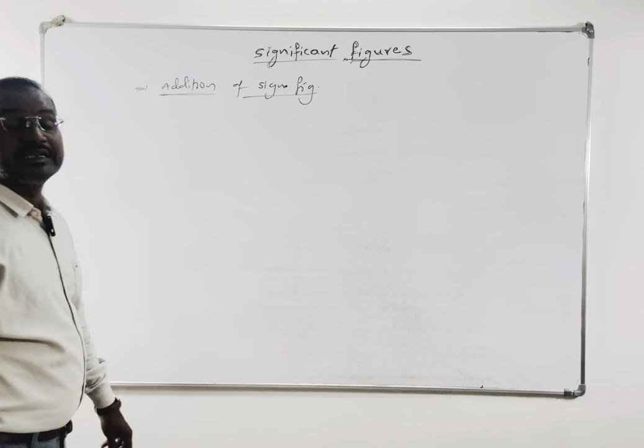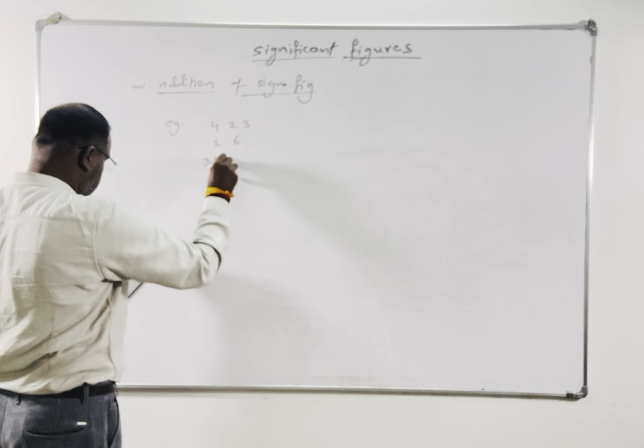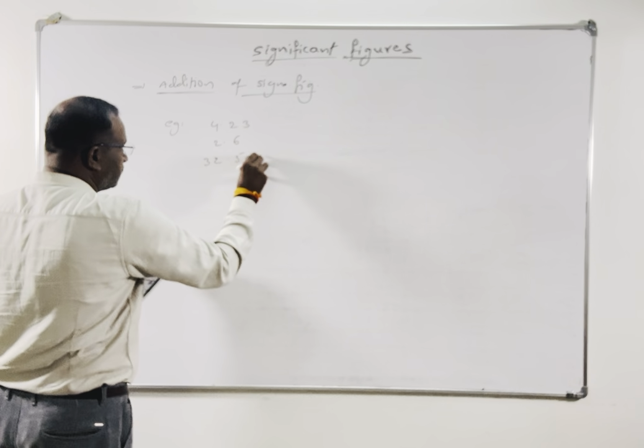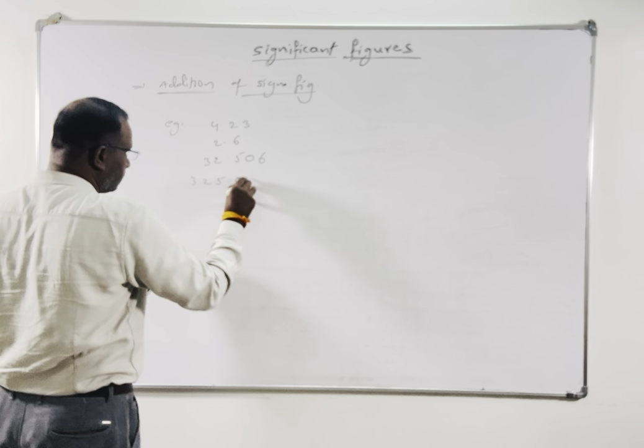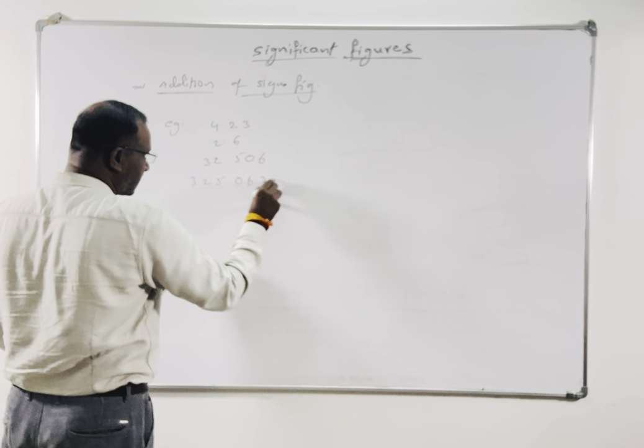Where is the addition? Let me take one addition example. Based on that example, let me see: 4.23, 2.6, 32.506, 325.0678. On addition we get some value, but that value is not wrong.